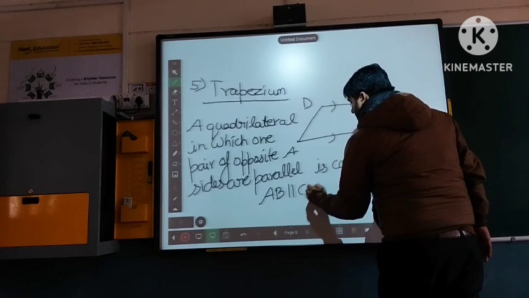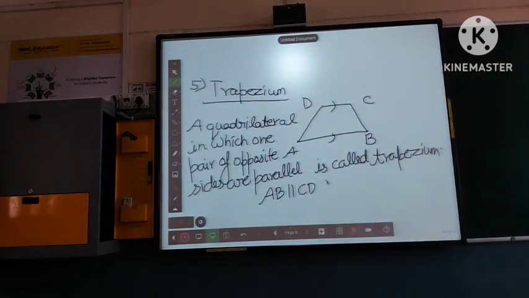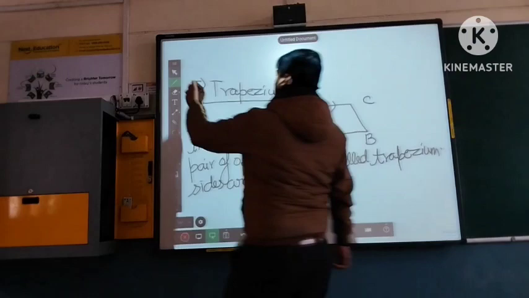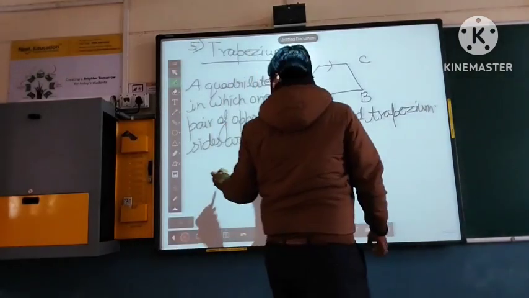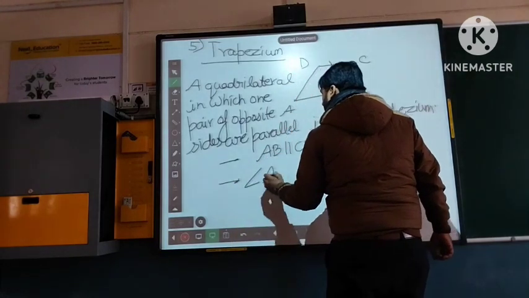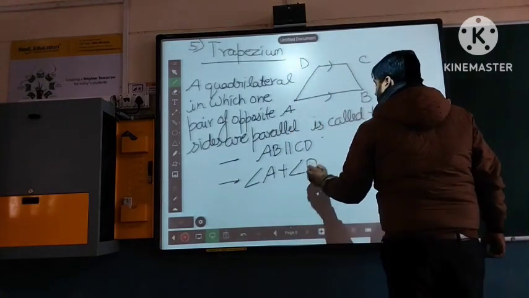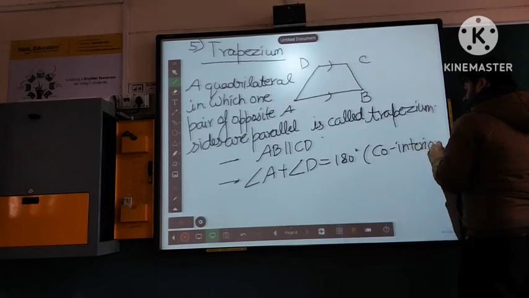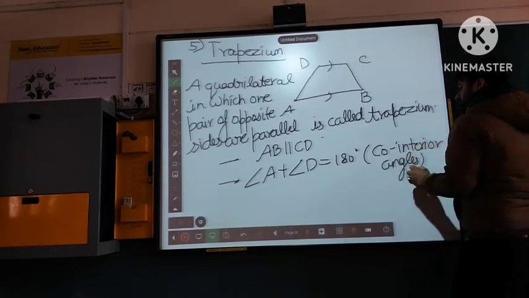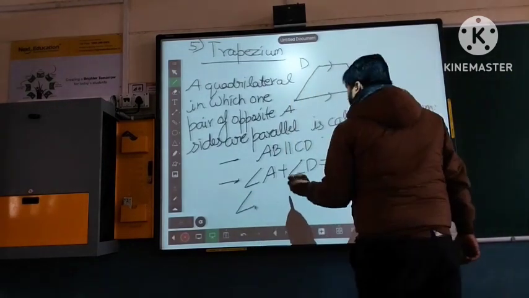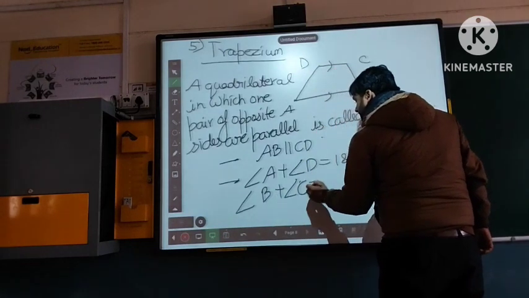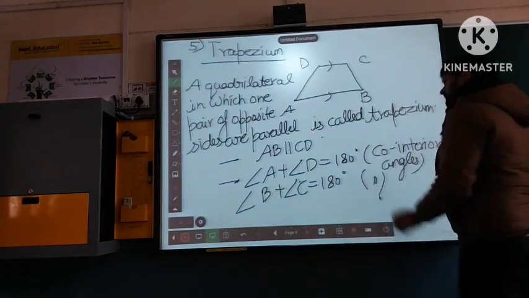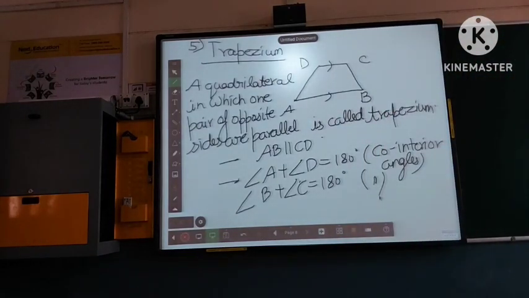So AB is parallel to CD. Obviously, if the lines are parallel, we can also say that the co-interior angles will be supplementary. So angle A plus angle D will be what? 180 degrees. Angle B plus angle C will be what? 180 degrees. This is also a property of this trapezium. These are co-interior angles only, so angle A plus D will be 180 degrees, also angle B plus angle C will be 180 degrees. And the simple reason is what? That they are co-interior angles, because AB and CD are parallel to each other. This is the property of trapezium. Clear to all?